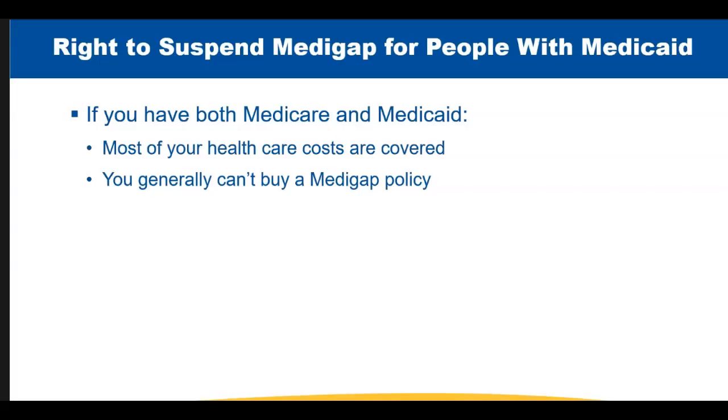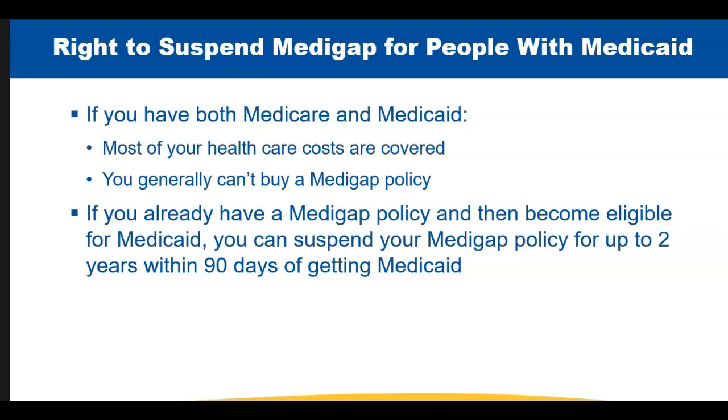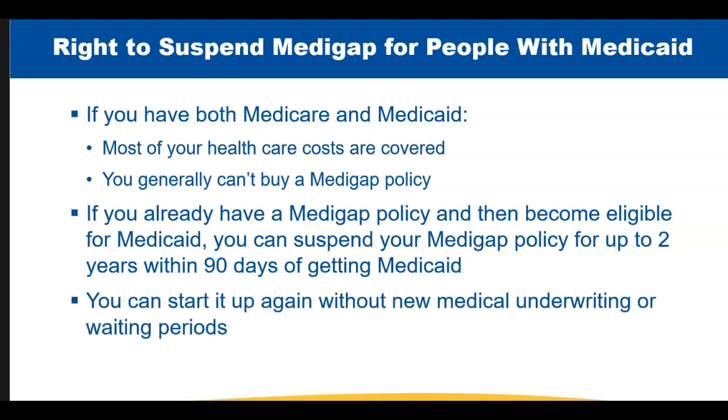Now, if you have both Medicare and Medicaid, and I know there were a lot of questions about Medicaid implications in the chat, most of your health costs are covered. You generally can't buy a Medigap policy because there's really no reason for it. Your costs are going to be covered by Medicaid. But on the other hand, if you already have a Medigap policy and now become eligible for Medicaid, you can suspend your Medigap policy for up to 2 years within 90 days of getting Medicaid, and then start it up again without going back through underwriting or waiting periods.